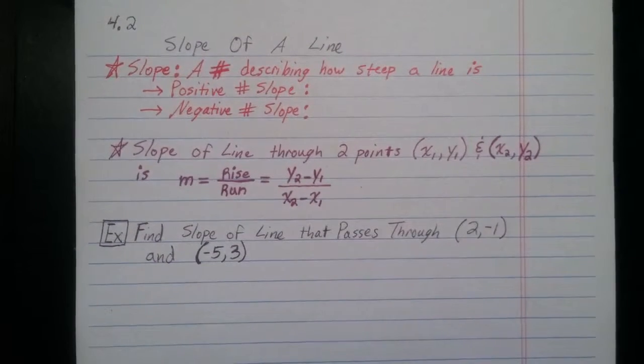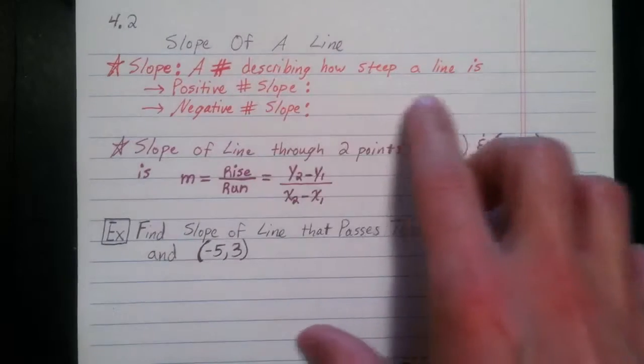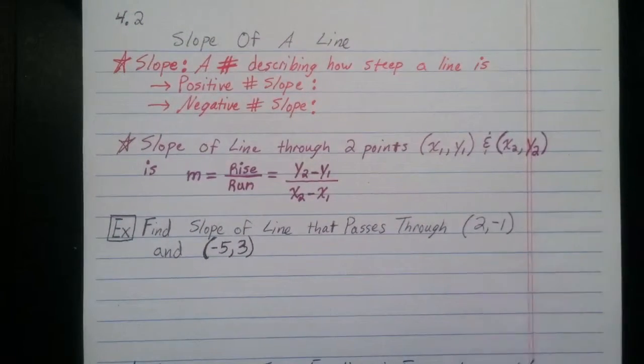Slope we can look at a couple different ways. I will start by first actually defining it. Slope is a number that really describes how steep a line is. So it tells you how much of an incline or how much of a decline a line really is.